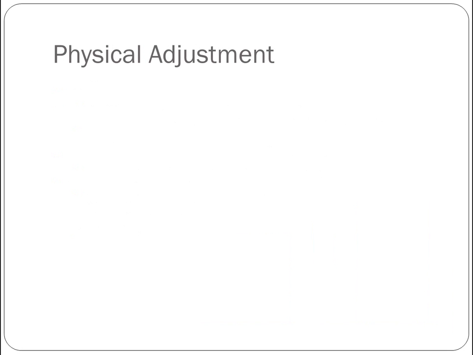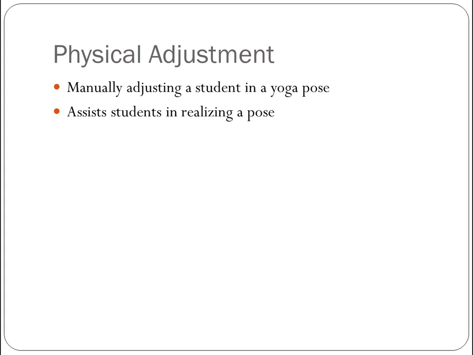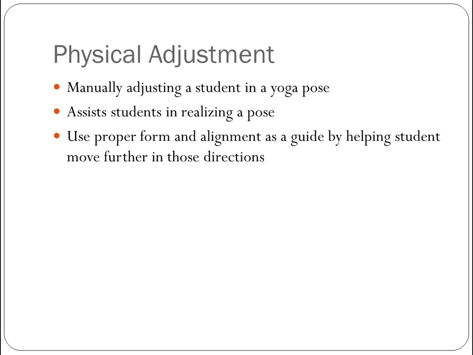Physical adjustment is manually adjusting a student in a pose. This is a tool to help students realize the pose. Generally, you will be able to help a student become aware of other aspects of the pose that they cannot feel on their own. Use proper form and alignment as a guide.